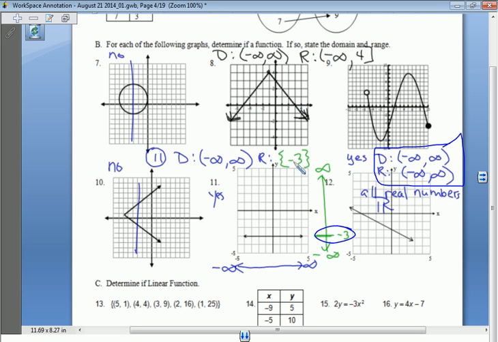So it's not an interval. It's just one value, negative 3. So we have to write it as the set that contains the element negative 3. And that's why there's the brace. Yes, that's why it's the braces.